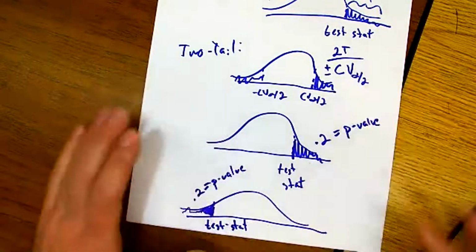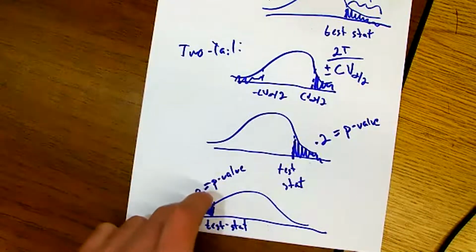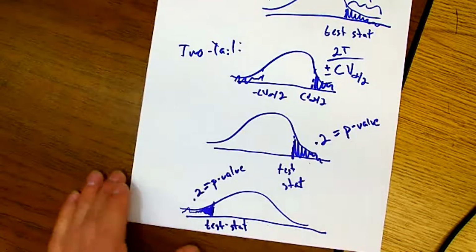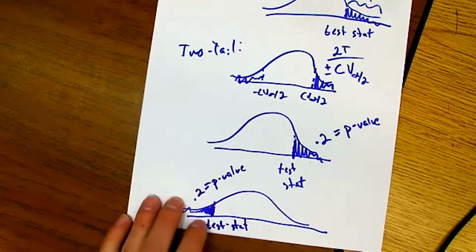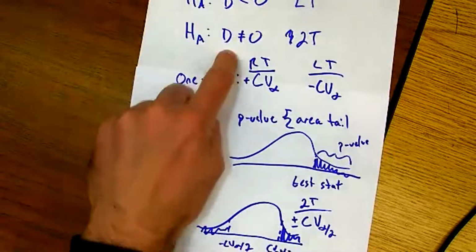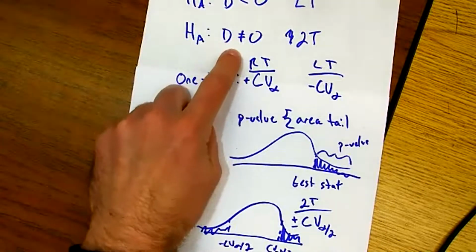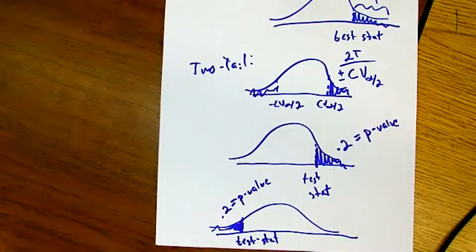So we only have to divide alpha by 2, or multiply the area that's more extreme than your test statistic by 2 to get your p-value, when you have a two-tailed test, which we identify off of the alternative hypothesis having a not equals to sign. Okay. Does that help answer the question there?